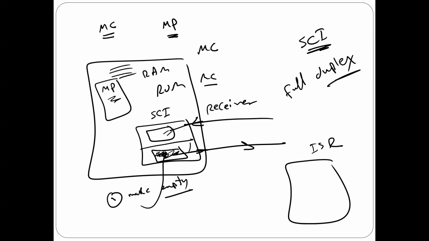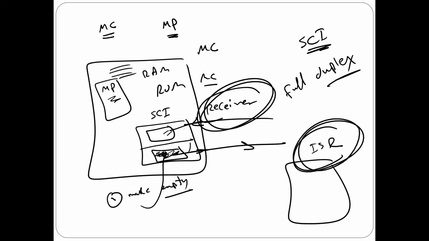Number one, configuration. Number two, for reception, all you have to do is in the interrupt subroutine. Once you receive data, the interrupt is going to be triggered, and then you have to read the data here in the interrupt subroutine. You have to read it from the register.